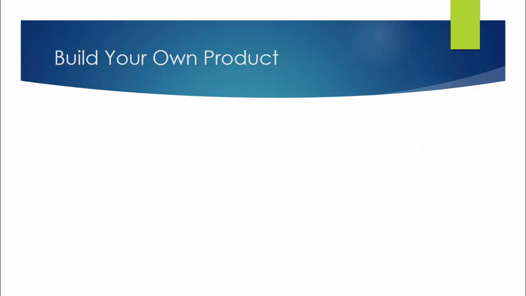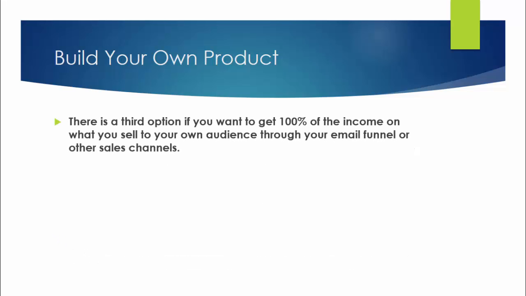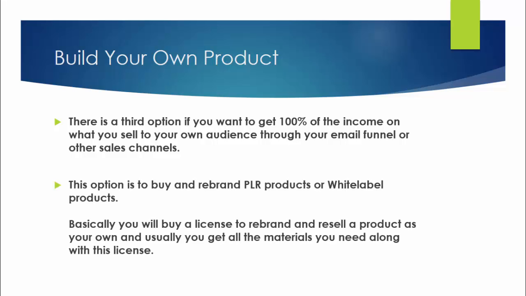Okay, there is a third option if you want to get 100% of the income on what you sell to your own audience through your email funnel or other sales channels, and it doesn't necessarily require you to build your own product. This option is to buy and rebrand private label rights products or white label products, like a franchise or something like that.